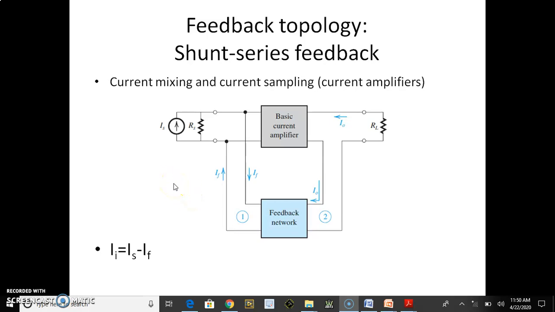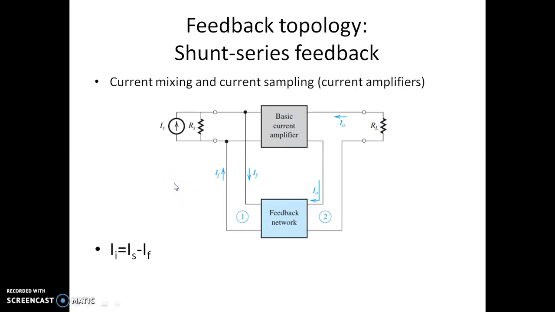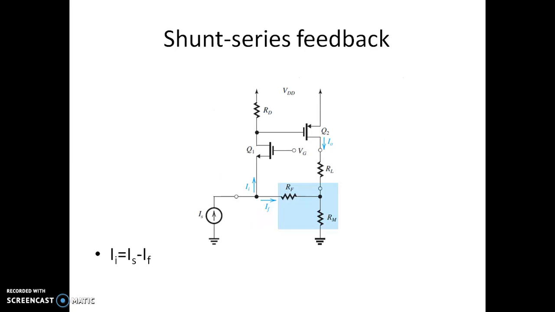We will see a particular circuit to represent this type of topology. You can see this is shunt series feedback. Whatever we are applying here, you can see this is the current that is being applied. This is the output current. Whatever input current you apply here is going here as I, and this is IF, and this IF depends on I naught.